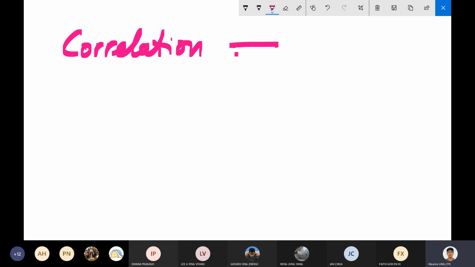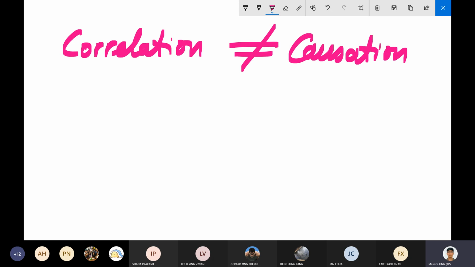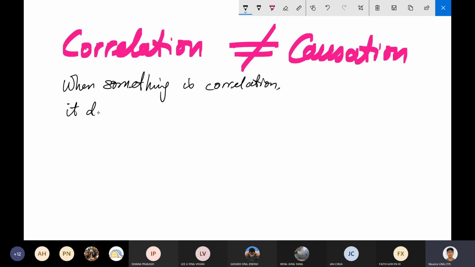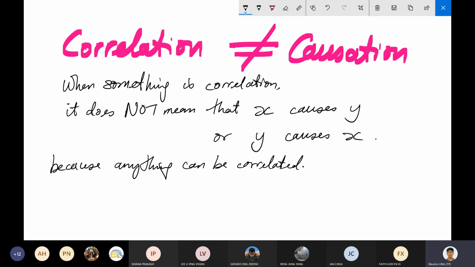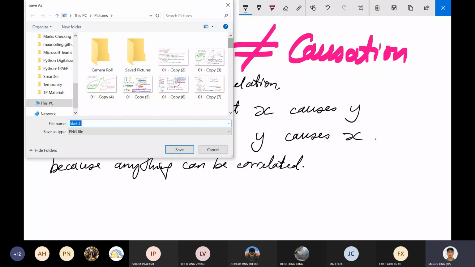Correlation is not equal to causation. When something is correlated, it does not mean that X causes Y or Y causes X. This is a very important point because actually anything is correlatable. Anything can be correlated. Thank you. I forgot to explain this to you.